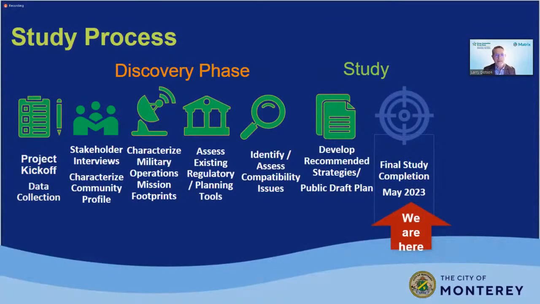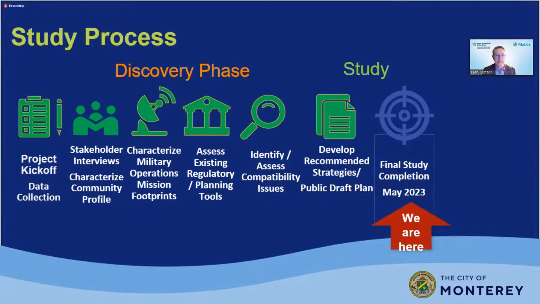So we're at the end of this long 24-month road. We're essentially at the publication of the final study and completing that. We're at administrative review, checking, crossing the T's and dotting the I's, so to speak. We started it off with a kickoff quite a while ago while we were in the throes of COVID.